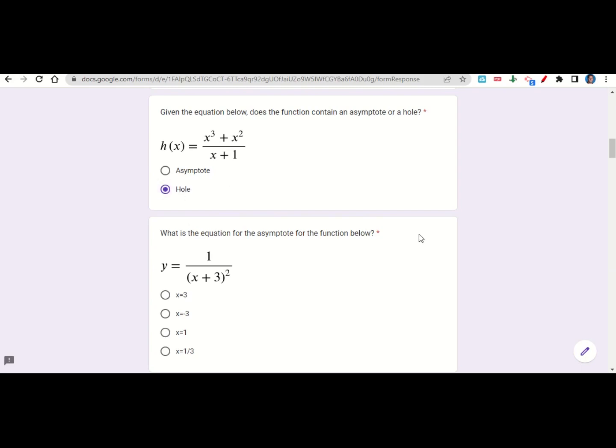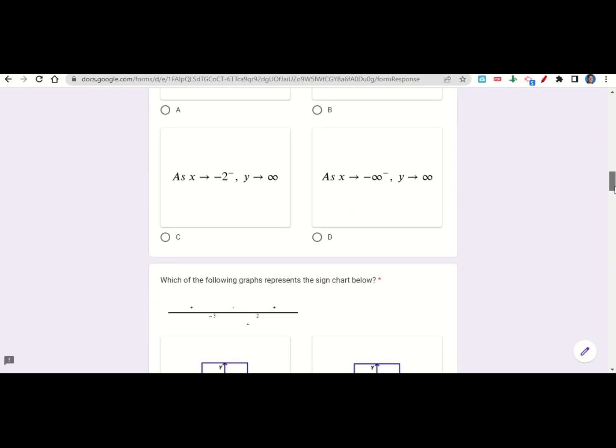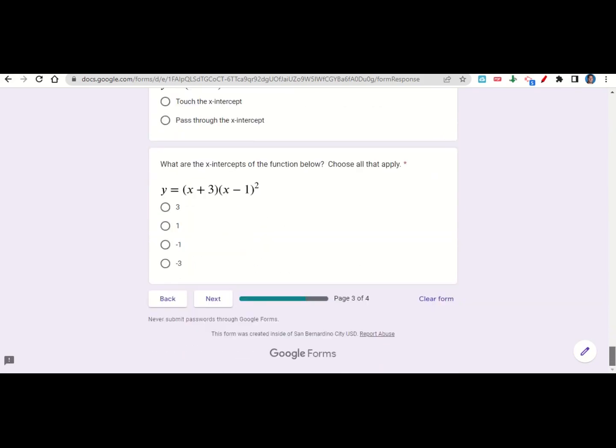The next one says, what is the equation for the asymptote for the function below? So what's going to make this 0? Well, if we put -3 in here, -3 plus 3 is 0 squared, which is 0. So we need this to be -3, so x equals -3. And we'll continue to answer all of these questions until we get to the end.